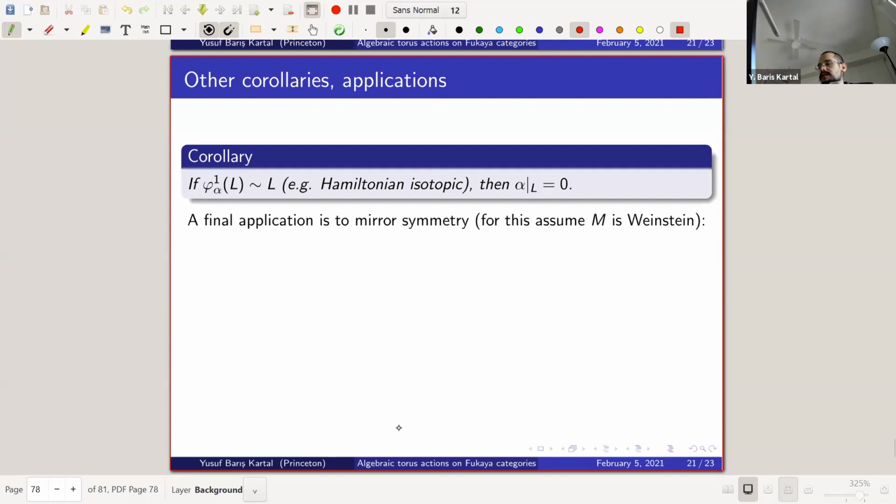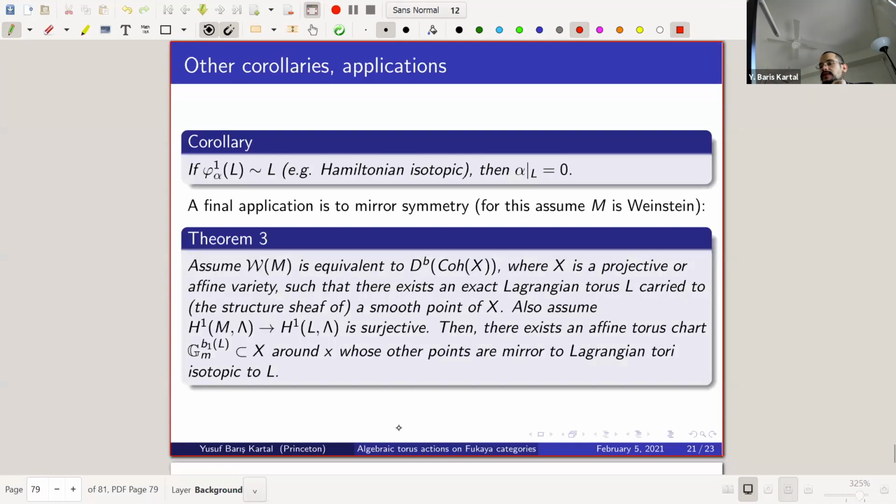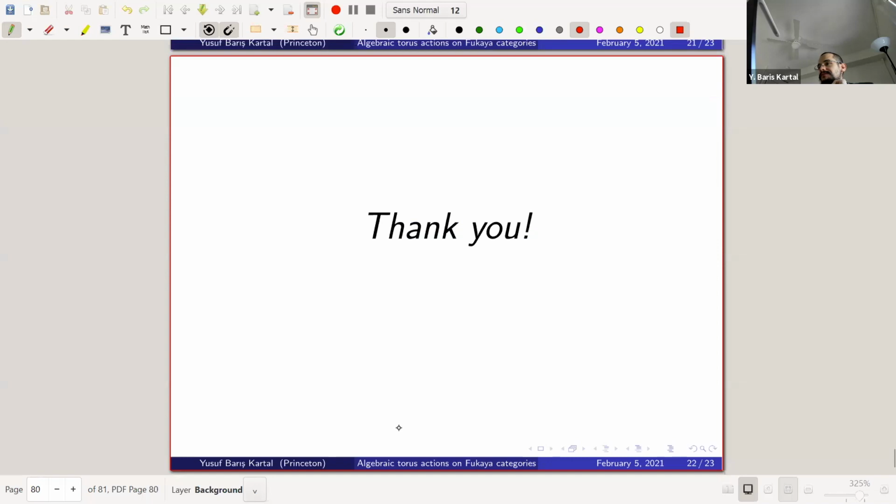And there's an application to mirror symmetry, but I think I'm almost over time, so I'm not going to say anything about it. So thank you very much.